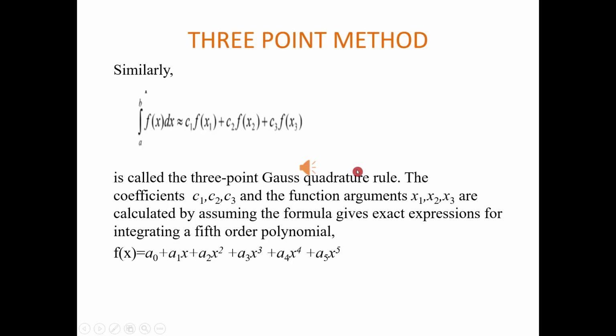Now we have to study about Gauss 3-point method, which is very much similar to 2-point method. So here integral a to b f of x dx can be expressed as c1 into f of x1 plus c2 into f of x2 plus c3 into f of x3, where c1, c2 and c3 are coefficients and x1, x2, x3 are function arguments. These are calculated by assuming the formula gives exact expression for integrating a fifth order polynomial. The form of that fifth order polynomial is given there.